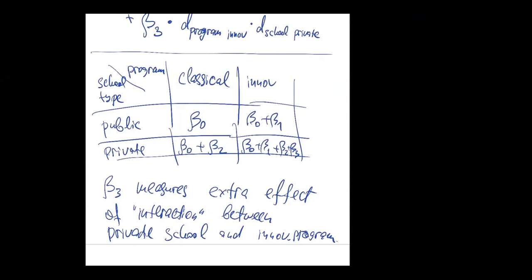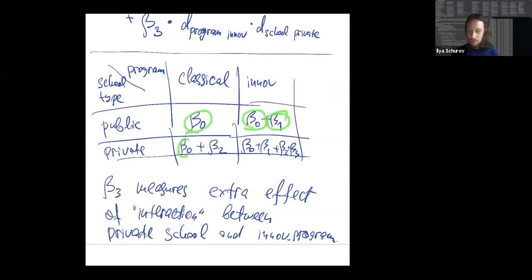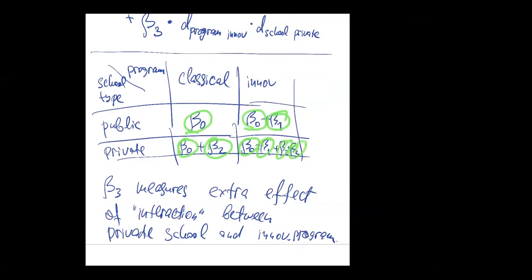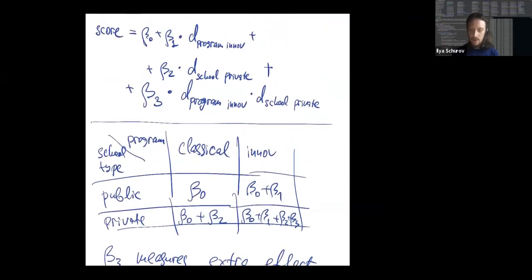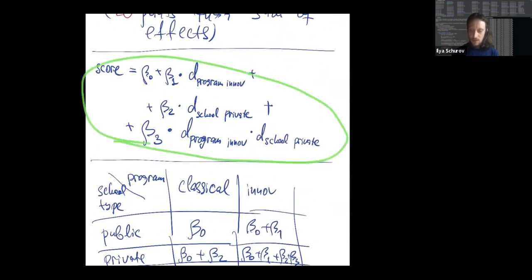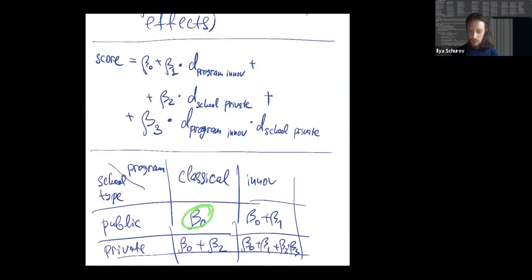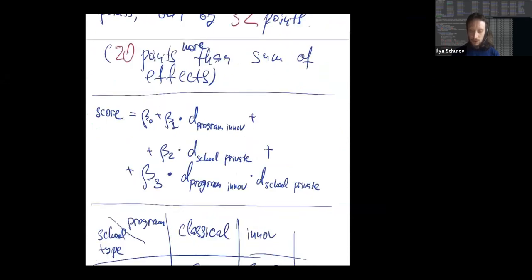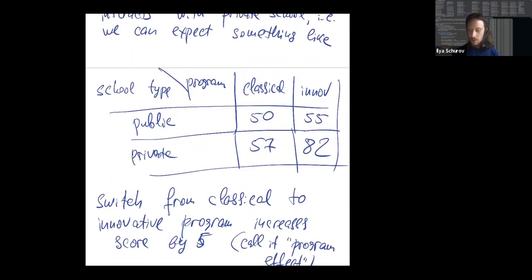So what can be, for example, zero in this table? How to find these values? In fact, if you have a model exactly like this, your actual values of these betas are found just by looking at this table. In this table we have average values in the corresponding group, so we have several public schools with classical program, and we average their results and put it here, and so on.